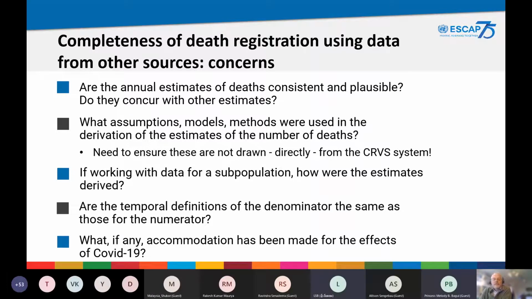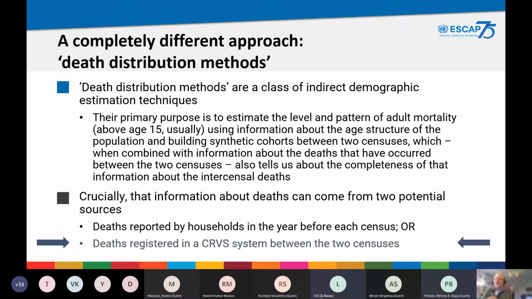What I want to do, though, in the final portion of this training workshop is to expose and alert you to what is a really quite radically different approach to estimating completeness. And these are what we would call the death distribution methods.